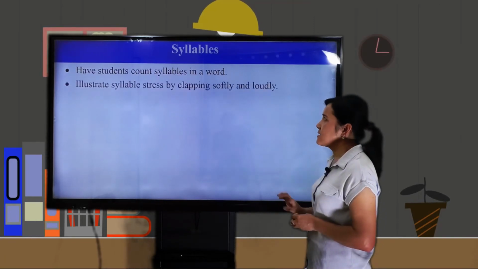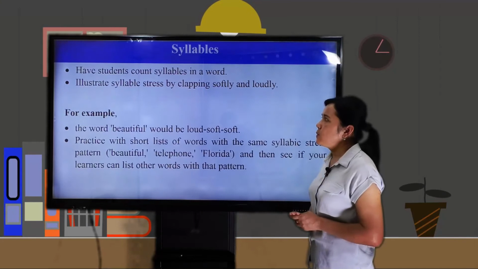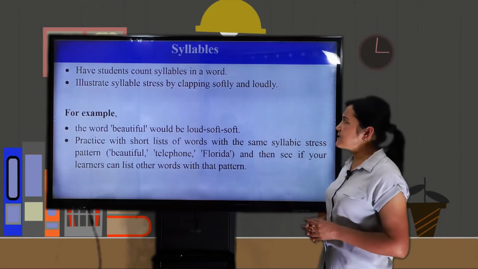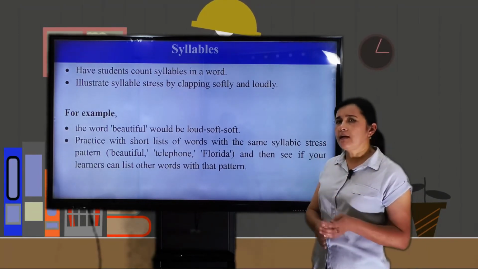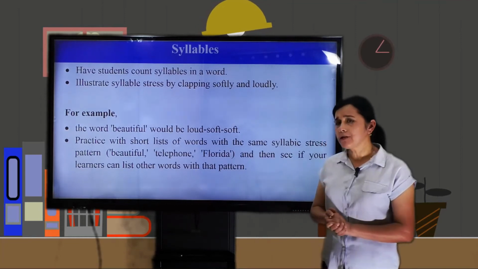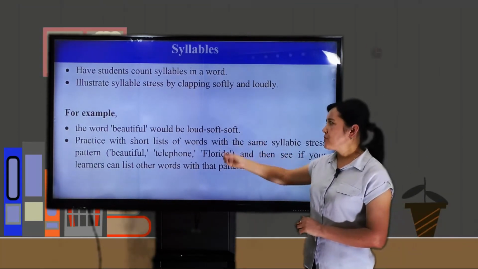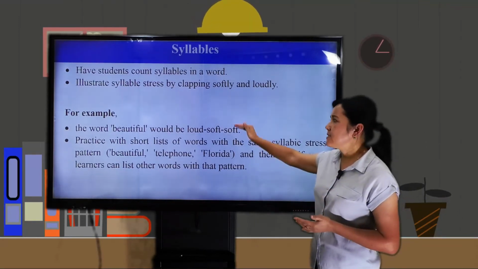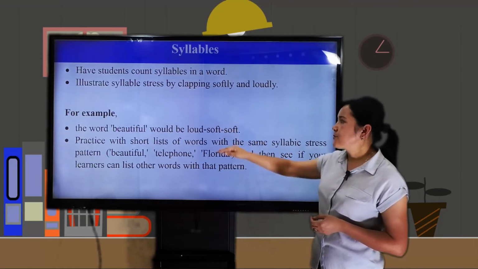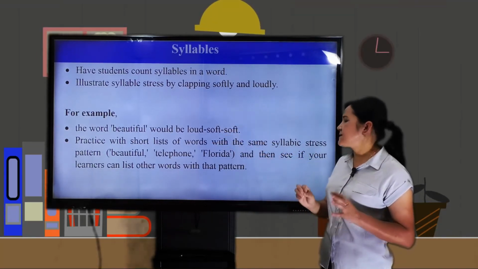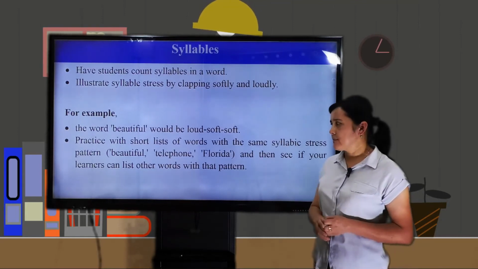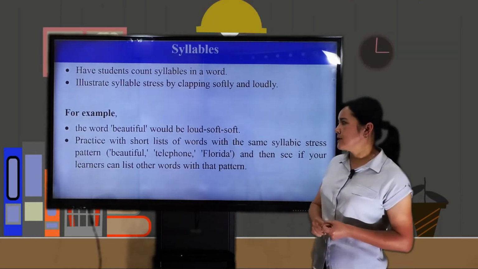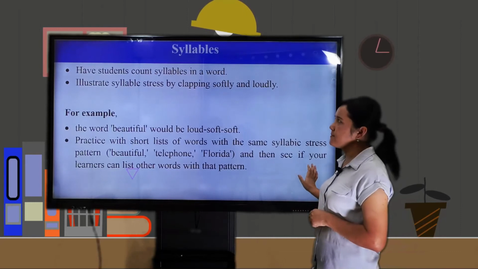And let's have a talk about syllables. Have students count syllables in a word. Illustrate syllable stress by clapping softly and loudly. For example, the word "beautiful" would be loud, soft, and soft. As you've seen, it has 3 syllables. And practice with short lists of words with the same syllabic stress pattern: beautiful, telephone, Florida, and then see if your learners can list other words with that pattern.